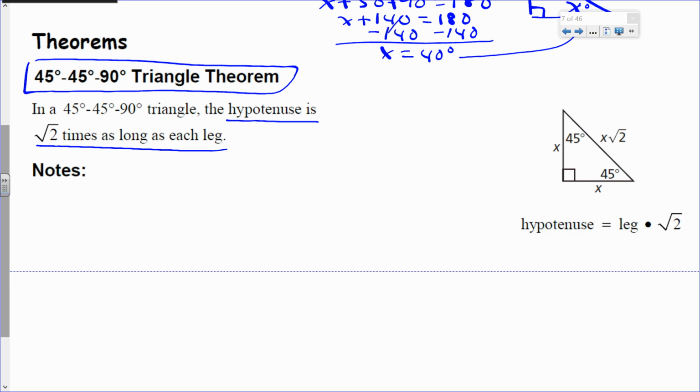What symbol do we use for the word "is" in math? Equal. So hypotenuse equals rad 2 times the leg. Look at it. In your notes, underline and put an arrow to the equation right there. Hypotenuse equals leg times the square root of 2.